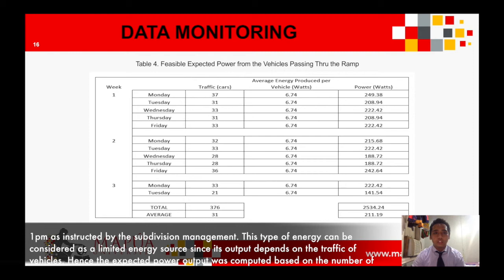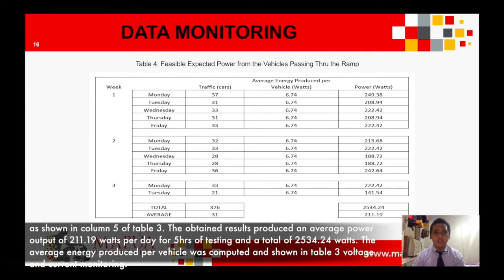This type of energy can be considered a limited energy source since its output depends on the traffic of vehicles. Hence, the expected power output was computed based on the number of vehicles as shown in column 5 of Table 3. The obtained results produced an average power output of 211.19 watts per day for 5 hours of testing and a total of 2,534.24 watts. The average energy produced per vehicle was computed and shown in Table 3, voltage and current monitoring.